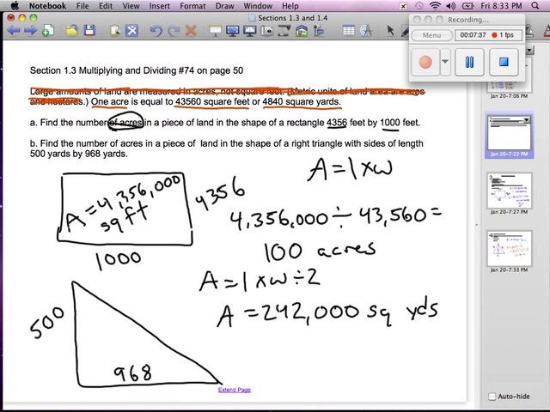No, because it says find the number of acres. So this is a square yards problem. So we're going to use this number up here. We're going to take our 242,000 square yards divided by 4,840 and get 50 acres.